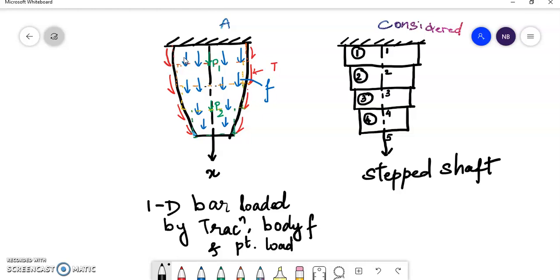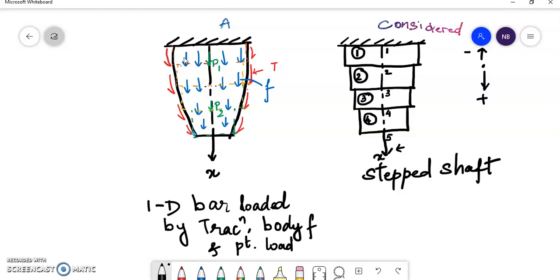Now the numbering scheme for the one-dimensional problems. Every node is permitted to displace only in the positive or negative direction. So that means if I'm taking node 2, and this is my positive x direction, node 2 will be moving either in this direction or in this direction, either positive or negative, because it's a one-dimensional body.